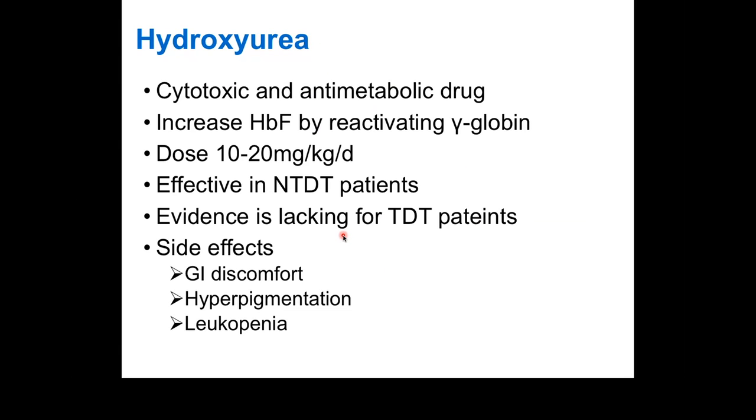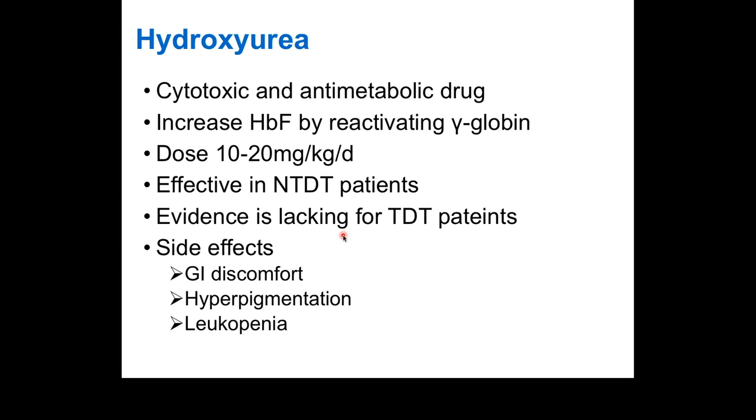hydroxyurea is a cytotoxic anti-cancer drug which has been used to treat several malignancies for more than 3-4 decades. However, it also increases the hemoglobin F or fetal hemoglobin by reactivating gamma globin. The dose of hydroxyurea is 10 to 20 milligrams per kilogram per day, and it has been shown to be effective in patients with non-transfusion dependent thalassemia as well as in patients with sickle cell anemia.